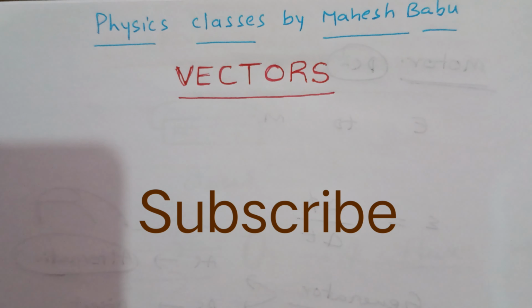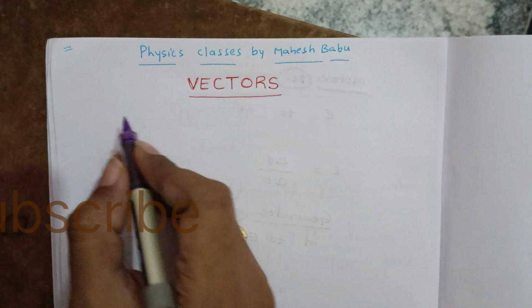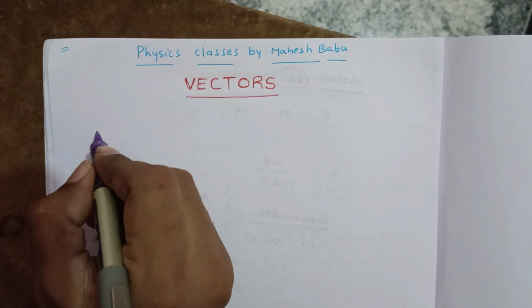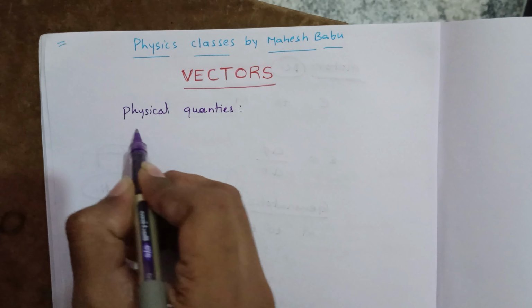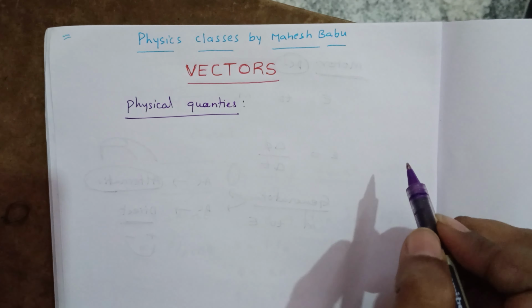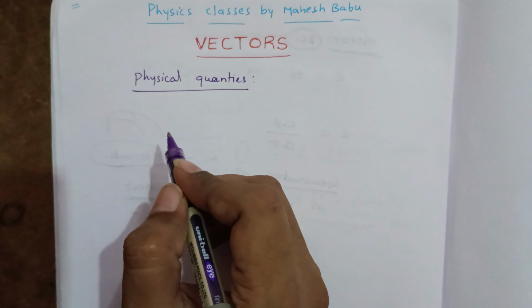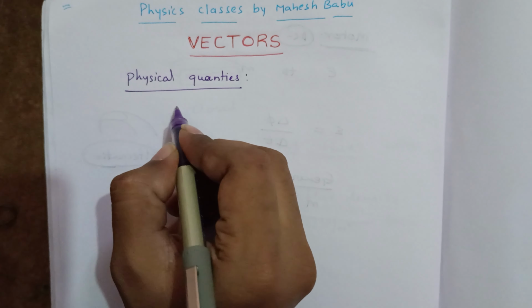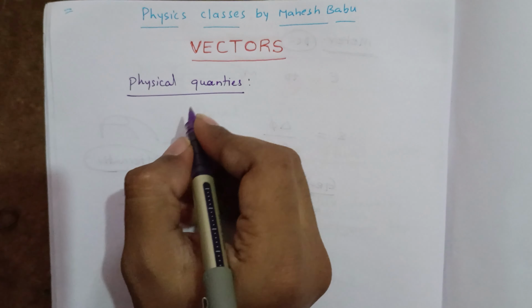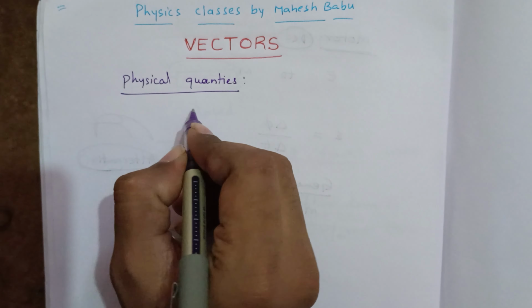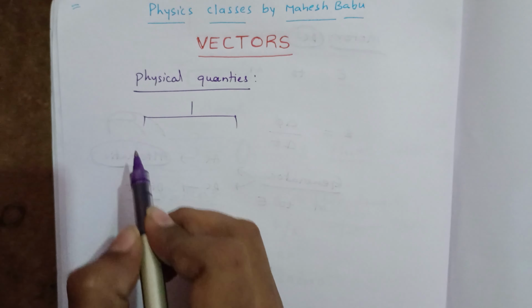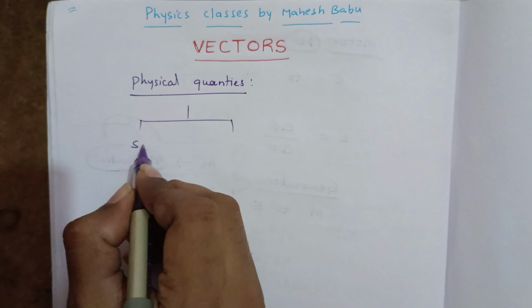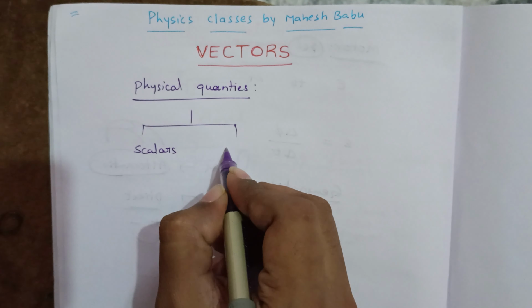Today we'll discuss vectors. Physical quantities means quantities which are measurable are known as physical quantities. Now these physical quantities, based on direction and magnitude, are divided into two types: scalars and vectors.